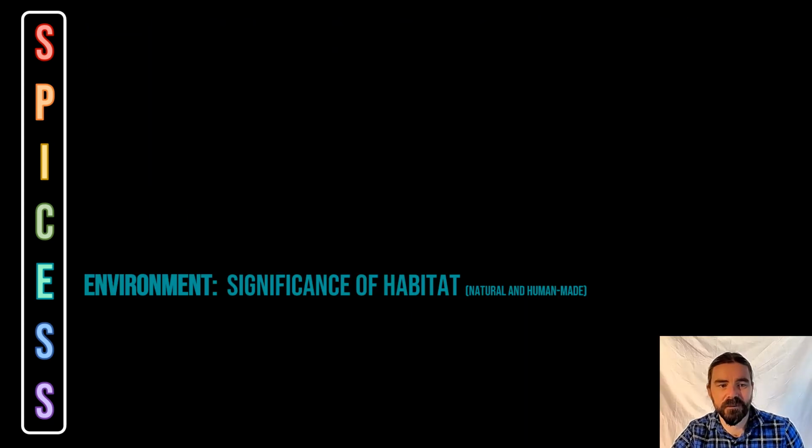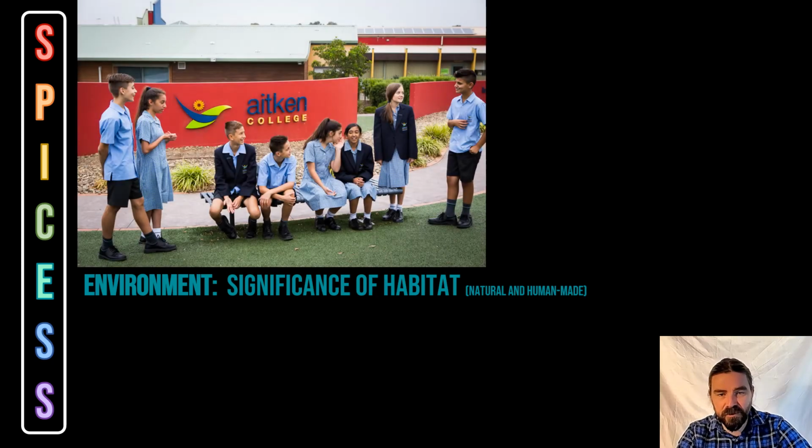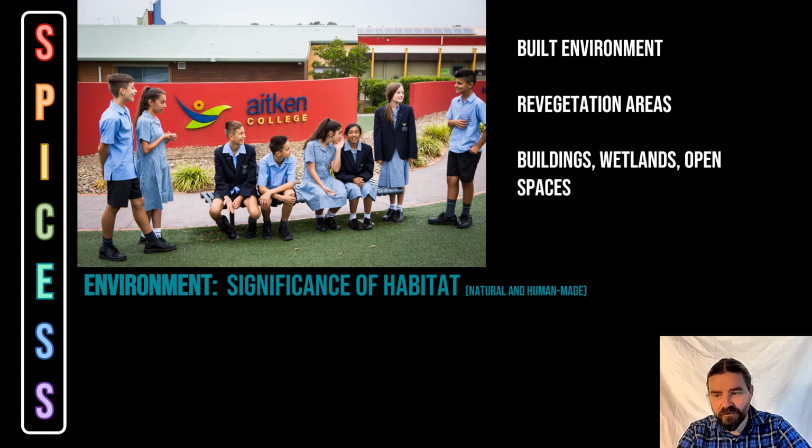I need a job. The environment, the significance of the habitat. We're pretty lucky in our school with the natural habitat that we've got. There's all kinds of stuff. We've got the built environment, obviously. We've got some revegetation areas where we're trying to improve. For example, along Brodie's Creek, we're trying to get rid of all the weeds and replant native plants which would have been there before it was a farm. So there's a lot of interplay there between the natural environment and the built environment and the human managed environment. Obviously, the entirety of the Aiken College campus is a human managed environment.